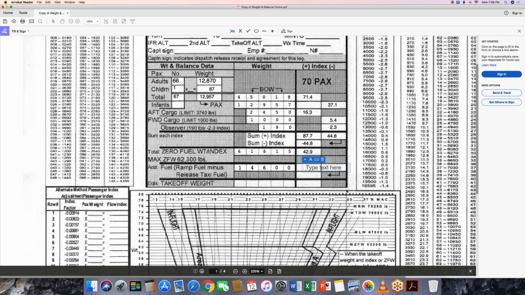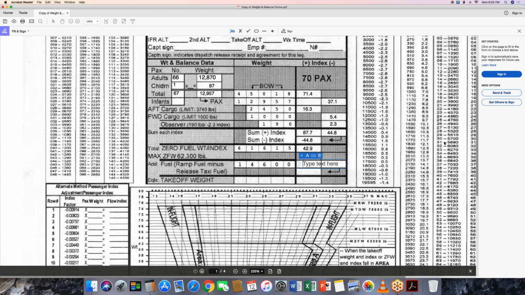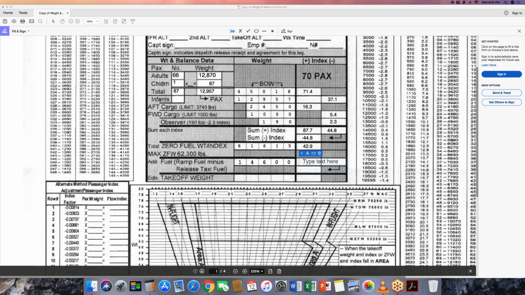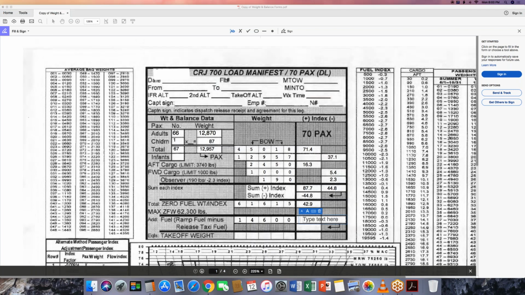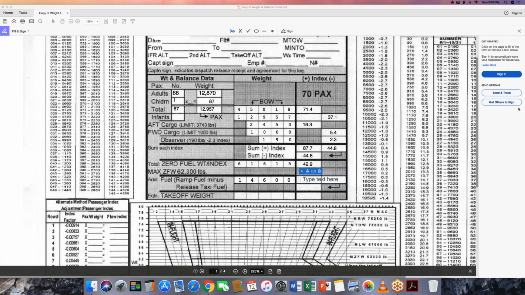Let's see. So we had 14,600 pounds of fuel. What was our index for that? How did we find that? You would go to the fuel index on the right side. Okay.